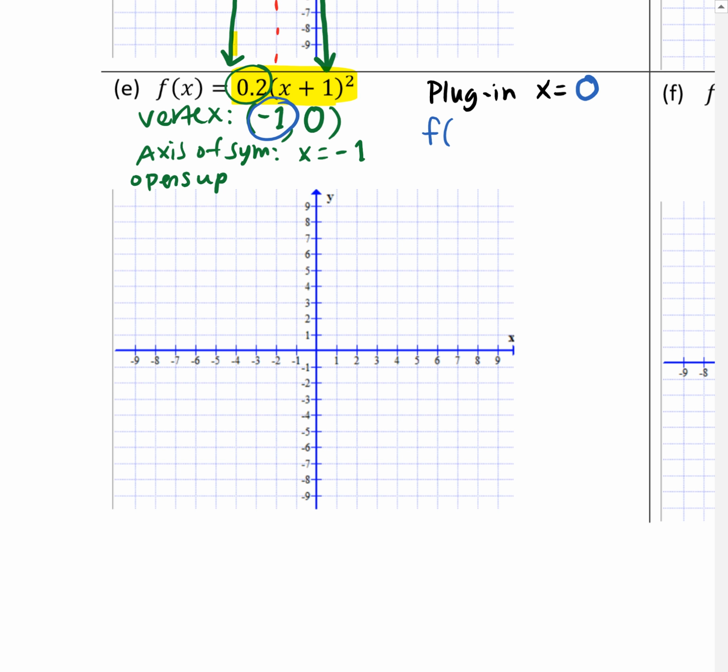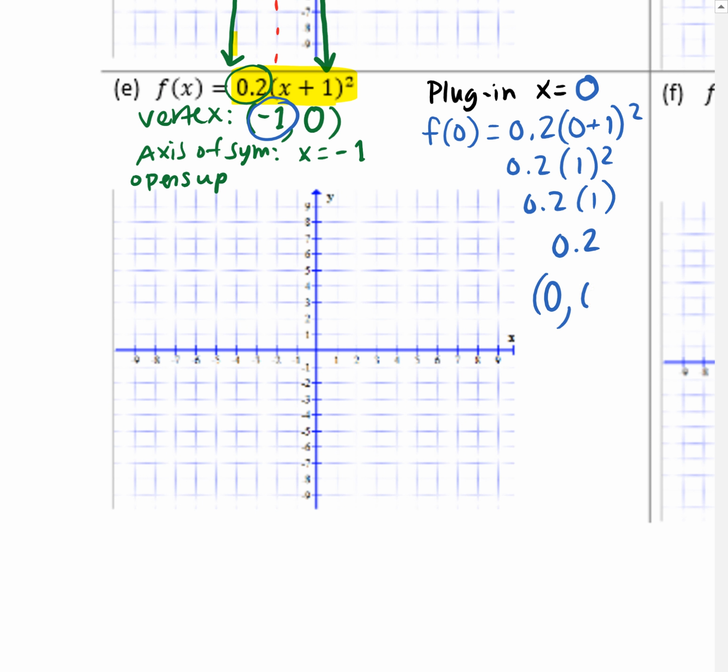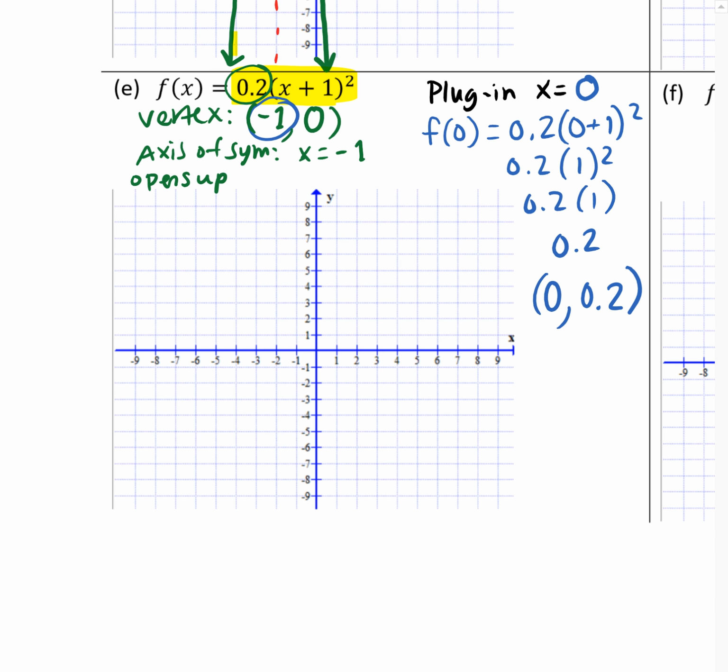F of 0. Let me plug in 0. 0.2 times 0 plus 1 squared. Oh, man. 0 plus 1 is 1. 1 squared is 1. 1 times 0.2 is 0.2. That's not nice. So the x value is 0, and now I found the y value is 0.2. Alright, oh well. We'll try to plot those as best we can. The vertex was negative 1, 0. Here he is. And the other point I found was 0, comma 0.2. That's going to be barely above the origin, huh?